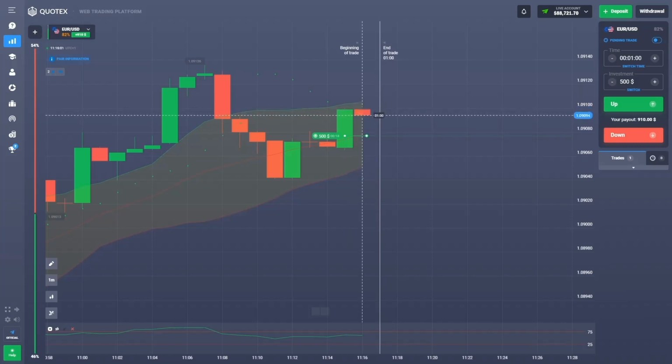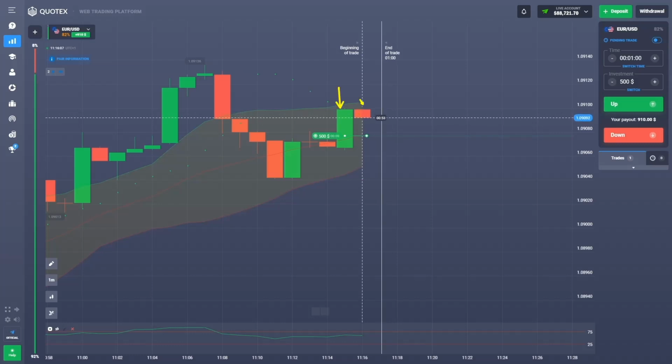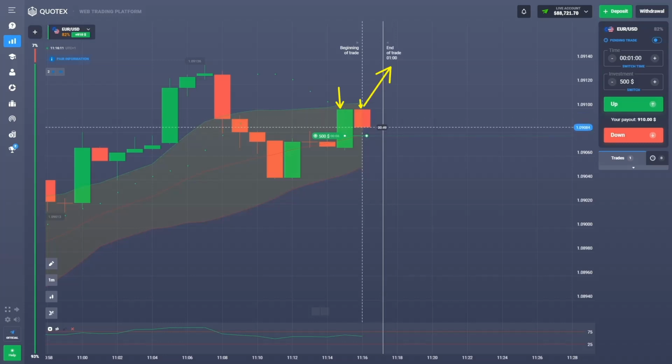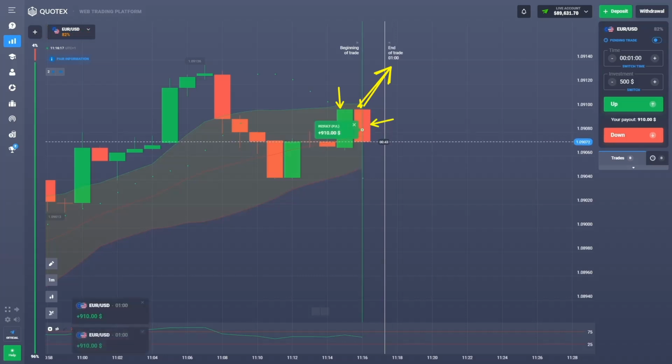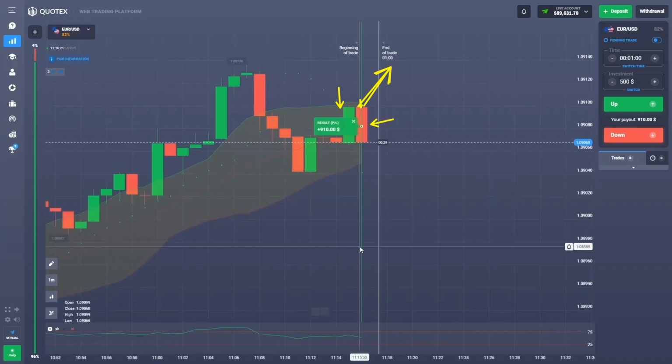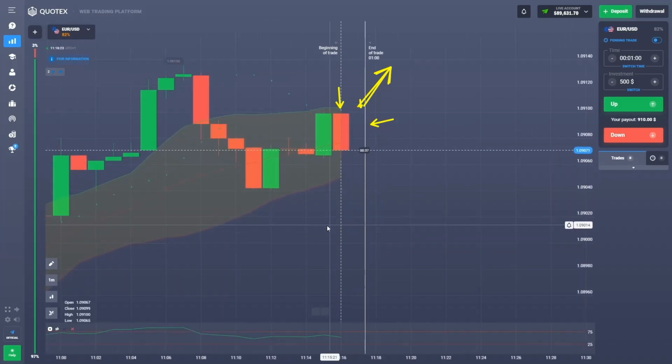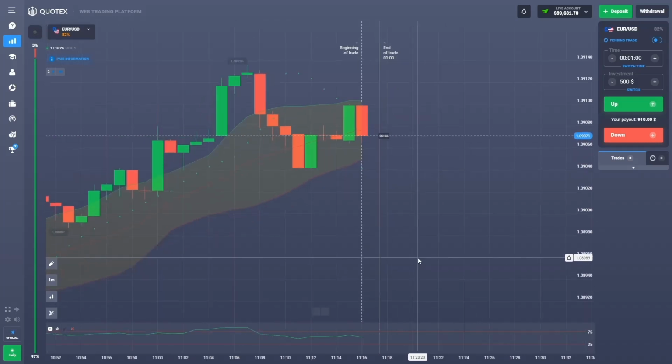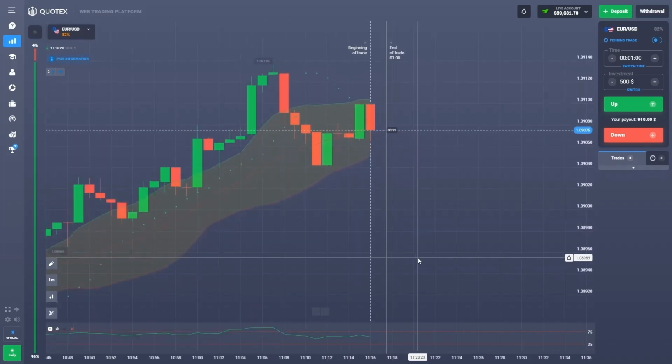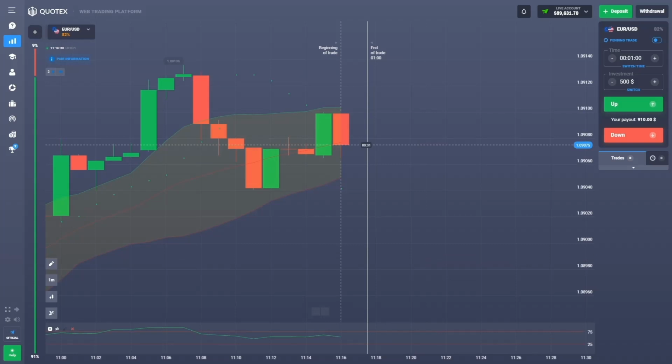So yeah, as predicted, this candle was green, and this one, either it's gonna be a green candle or a smaller red candle. Yep, I just made another $410. Let's take a look.